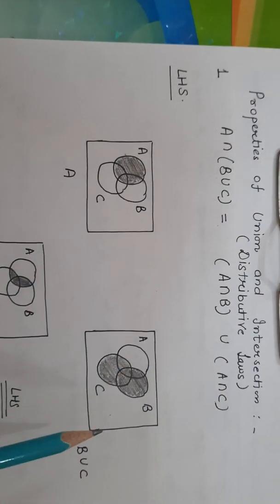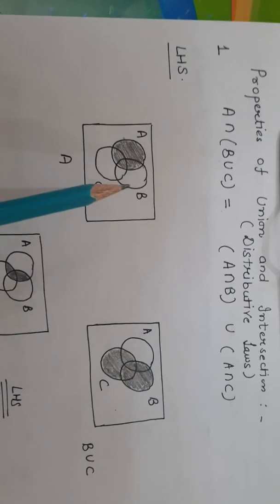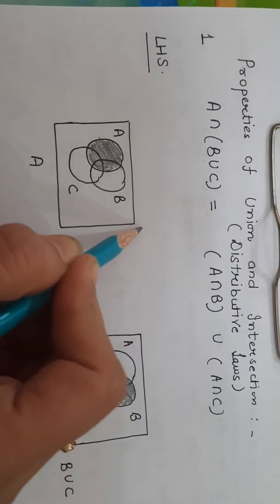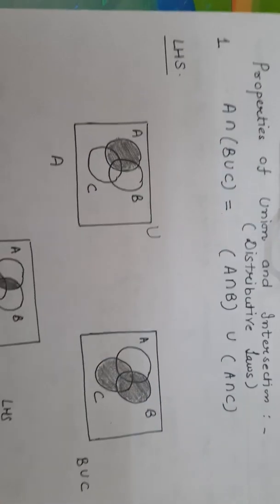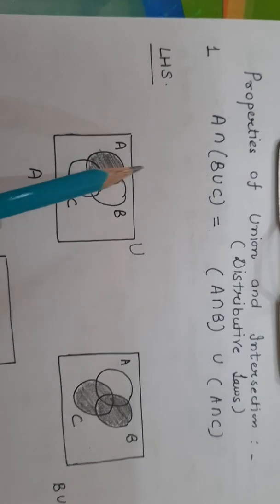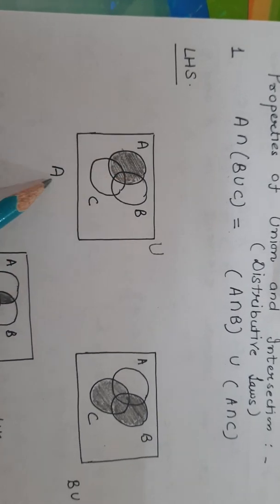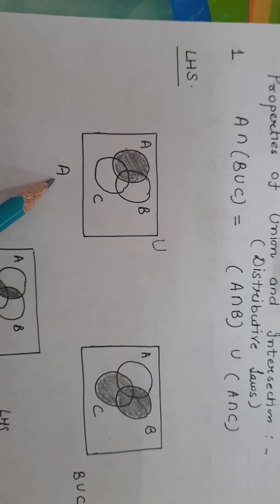If we want to do the proof, we are going to do the proof from the Venn diagram only in the left hand side. So first I have drawn this universal set U, right? Then draw these three sets A, B and C. Now first I have shaded the set A. This diagram represented the set A.